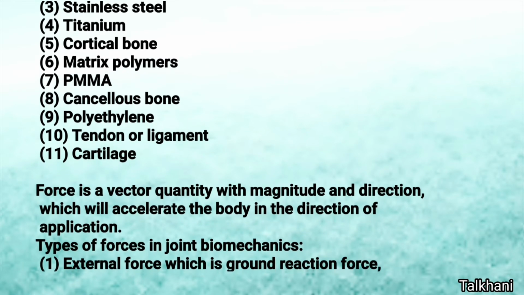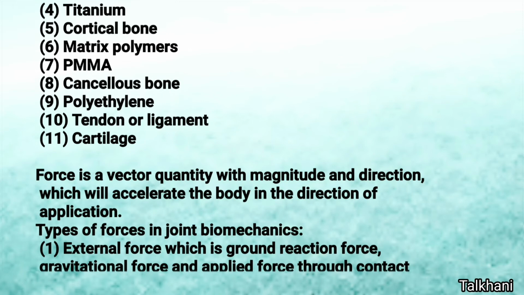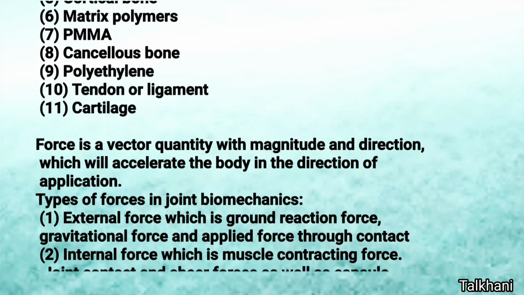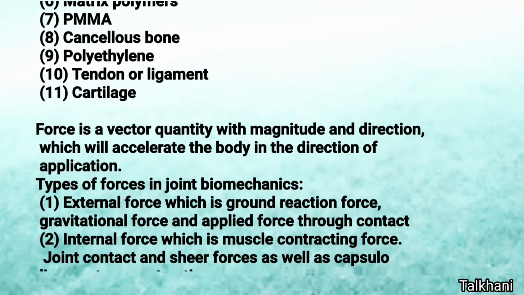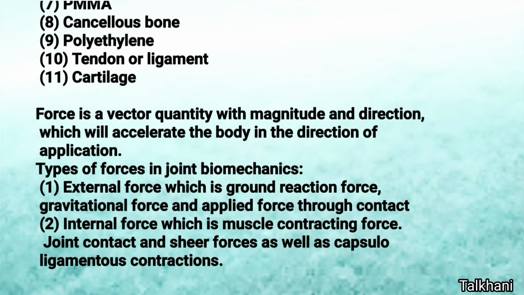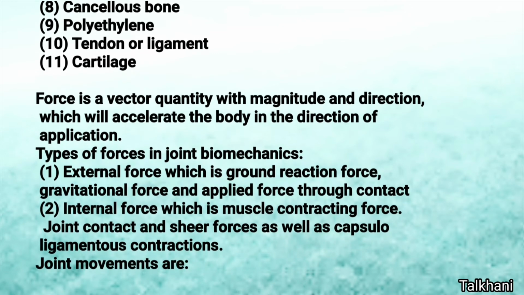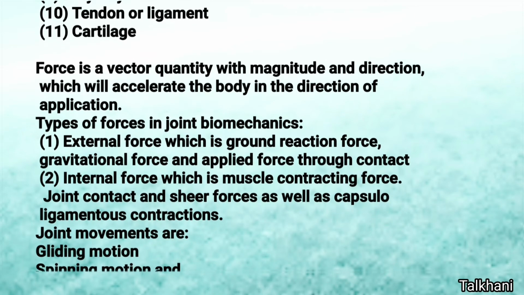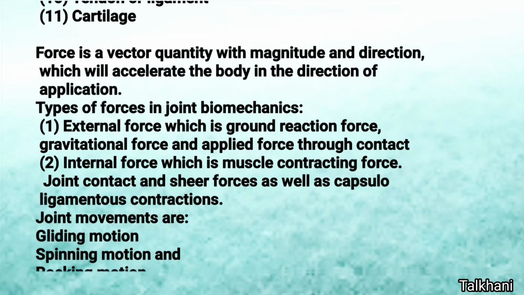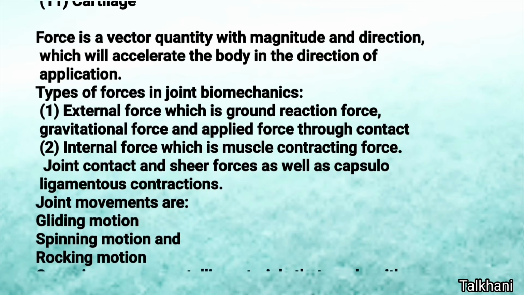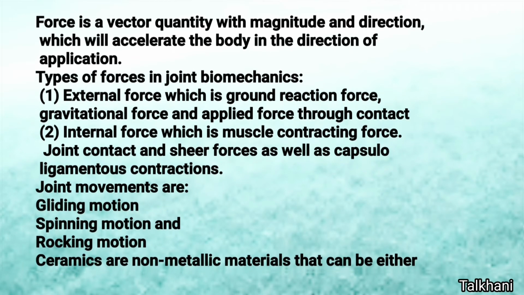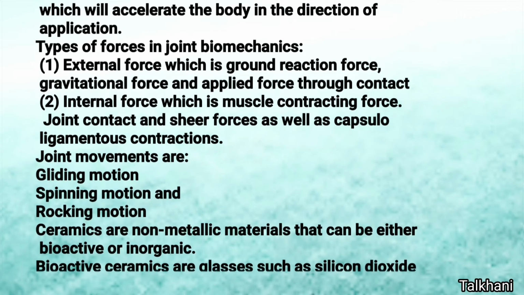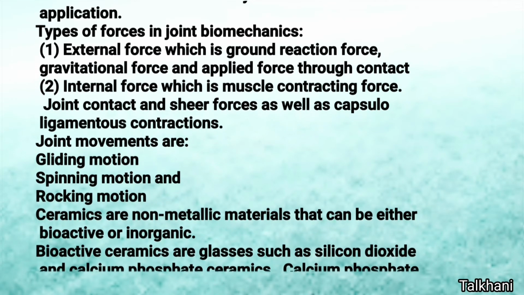Ceramics are non-metallic materials that can be either bioactive or inorganic. Bioactive ceramics are glasses such as silicon dioxide and calcium phosphate ceramics. Calcium phosphate ceramics are hydroxyapatite, tricalcium phosphate, and fluorapatite. Inorganic oxide ceramics are alumina and zirconia. Types of wear in the arthroplasties can be: 1, abrasive wear, 2, adhesive wear, and 3, third body wear.